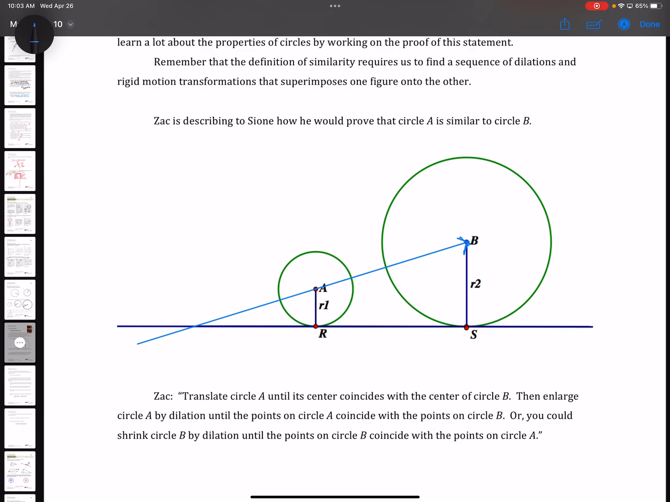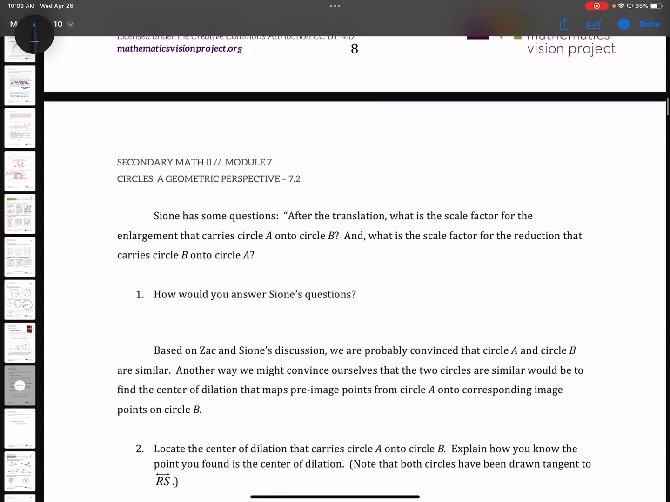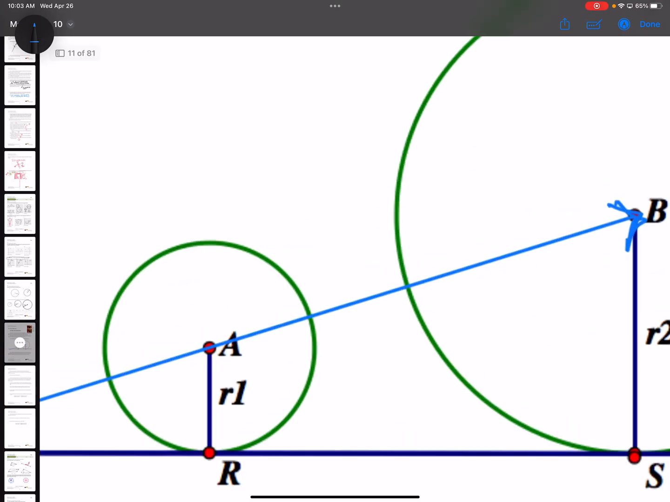So, as we look at this, Sion has some questions. She says, after the translation, what's the scale factor for the enlargement that carries circle A onto circle B? And what's the reduction for circle B to circle A? How would you answer her questions?